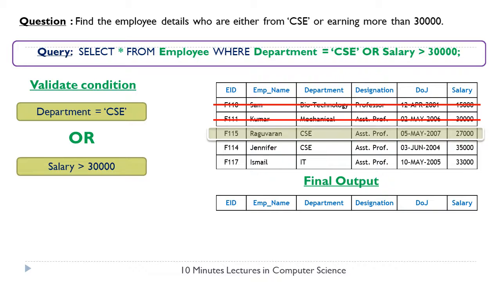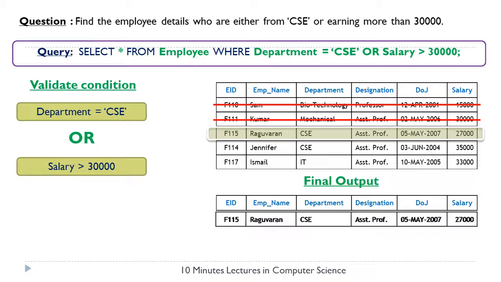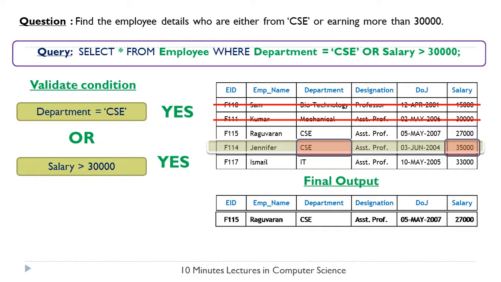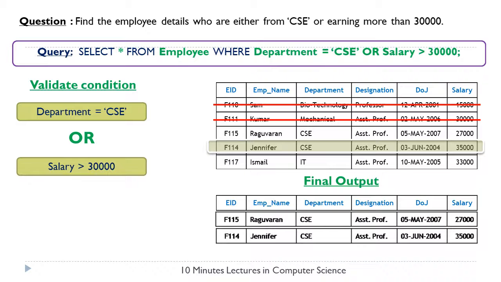For all the other three records, especially the third record, the first condition is valid, so it is included in the result set. The fourth record, both conditions are valid, CSC as well as greater than 30,000. So this is included in the result set. And the last record, the second condition is valid. Hence it is included in the final result set.